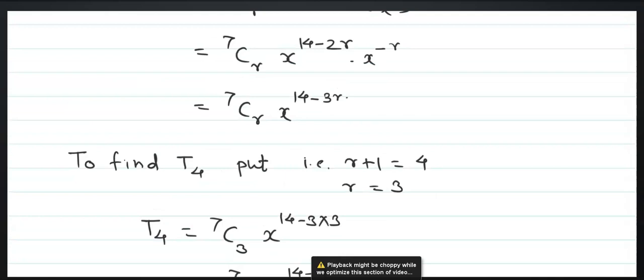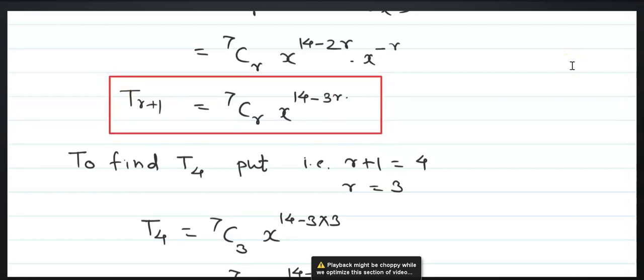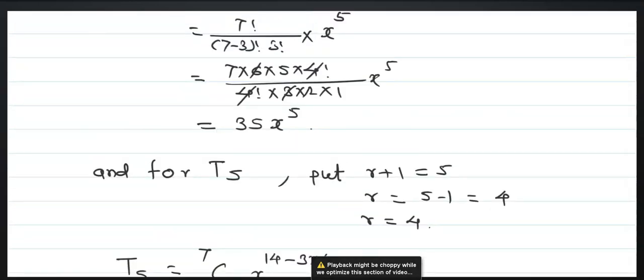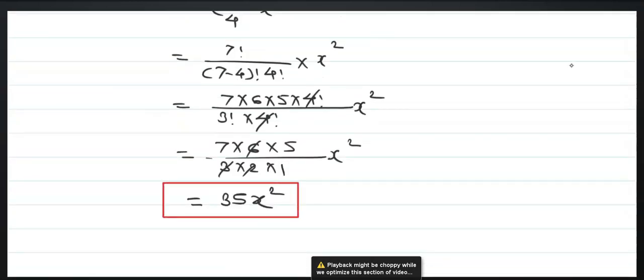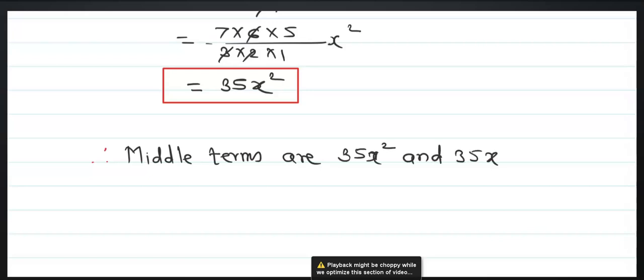These are the two terms, T4 and T5. This is the formula that you have to remember. And next is T5. These two are important. Therefore, the middle terms are 35x raised to 5 and 35x square.